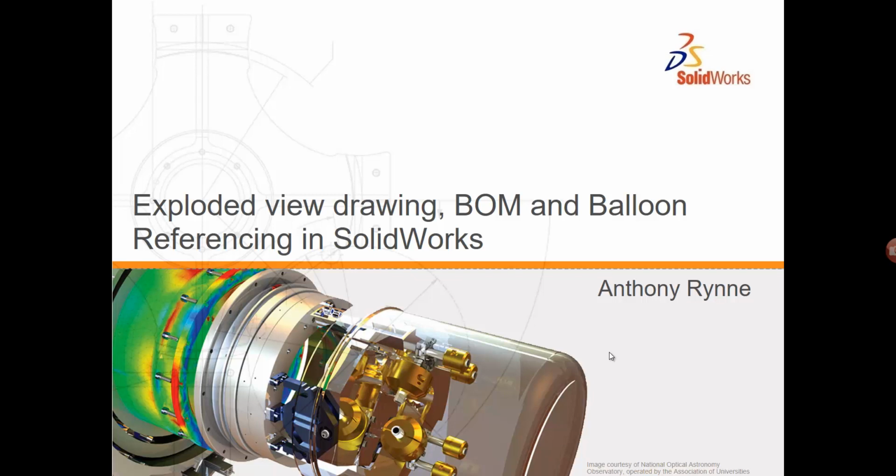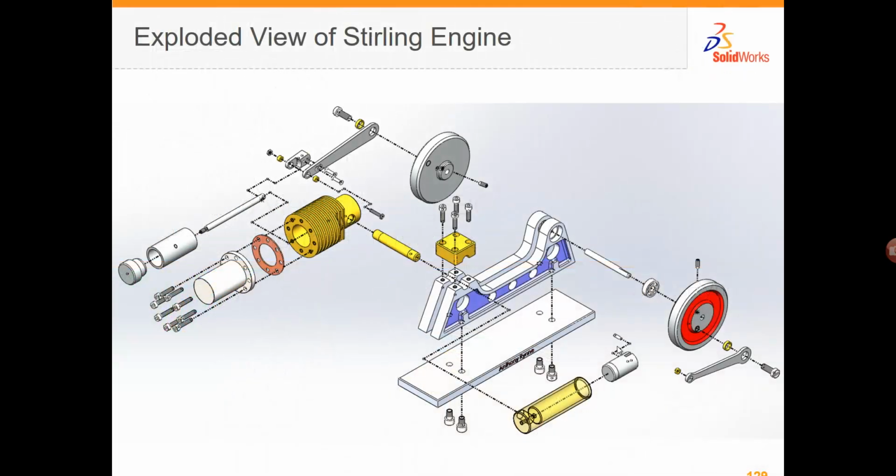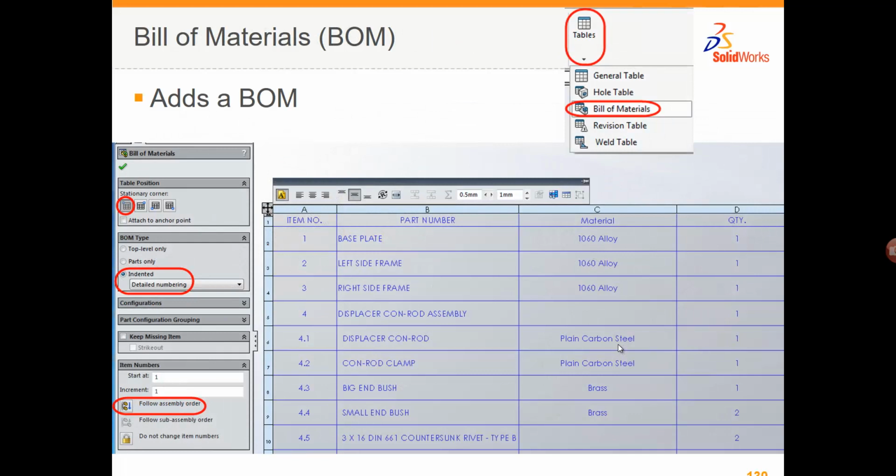In this tutorial, I'm going to look at creating an exploded view drawing from our assembly of the Stirling engine, and we'll also bring in a bill of materials and we'll balloon reference the drawing. So here's our exploded view, and we're going to bring this into our drawing. We're going to add a bill of materials. We're going to use detail numbering.